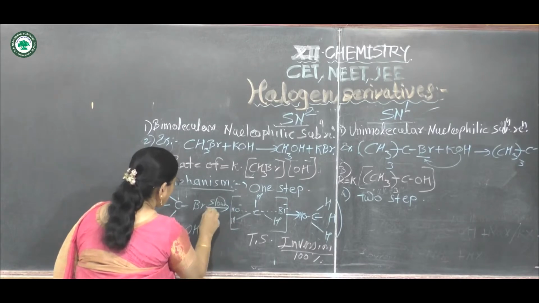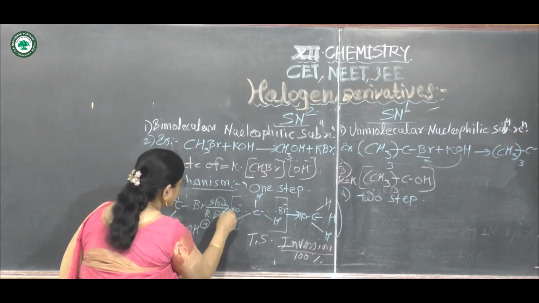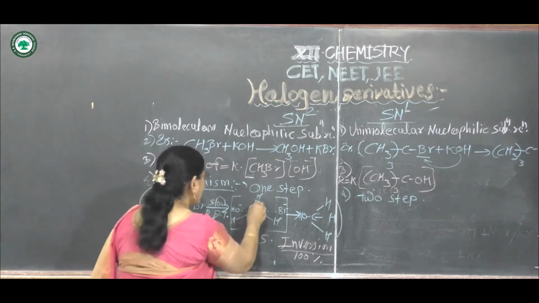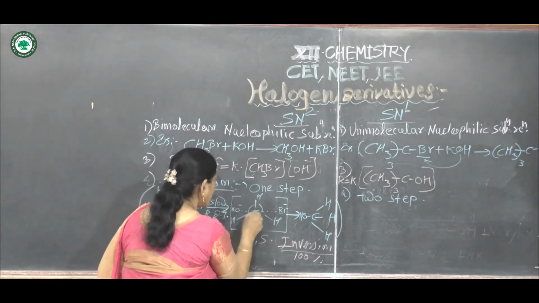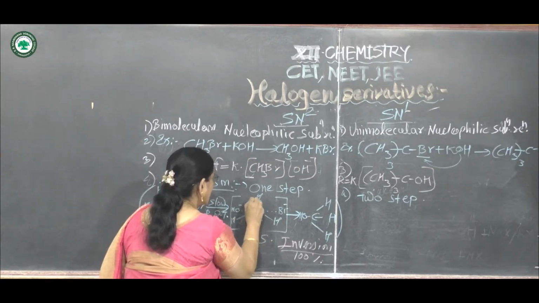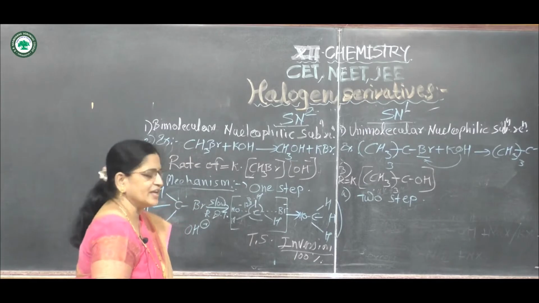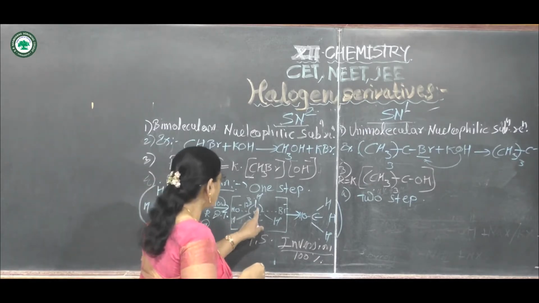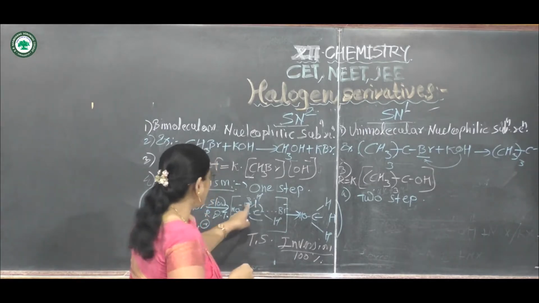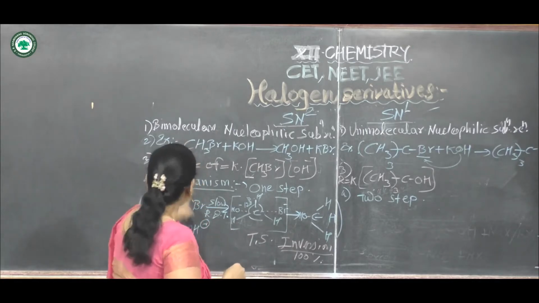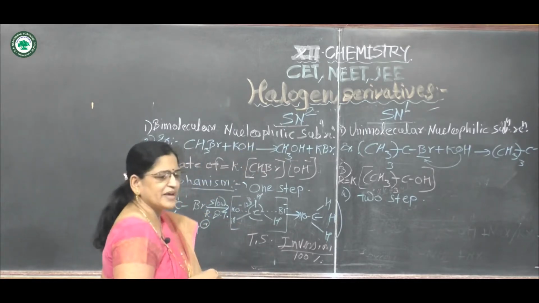This is also called the rate determining step, and the bond angle between hydrogen, carbon and hydrogen is 120 degrees. This is about the SN2 reaction mechanism.